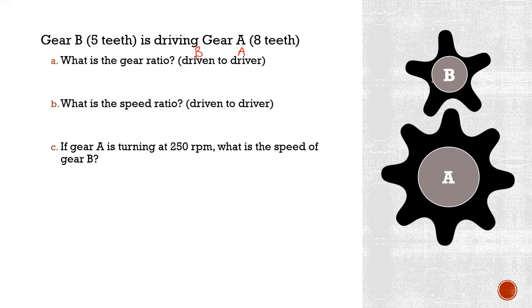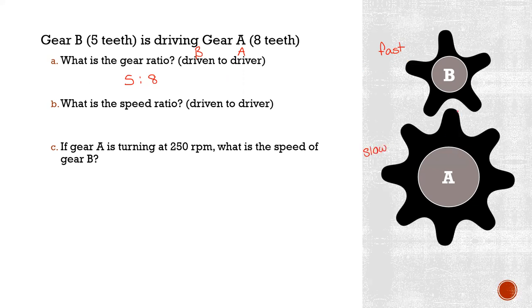What is our gear ratio? Well, let's look at the number of teeth. B has 5 teeth to A, which has 8 teeth. Now if you think of the speed ratio, remember from before, the small gear is going to go fast. The large gear will move slow.